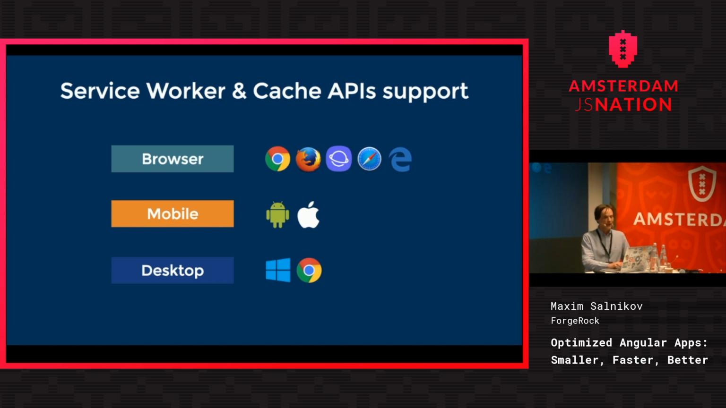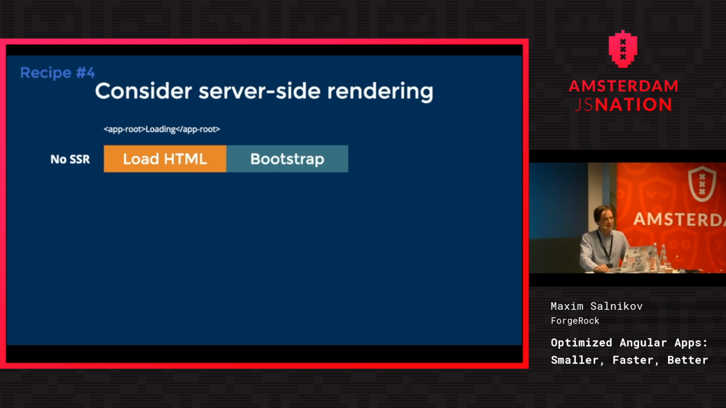So no worries. Next, server-side rendering. Here we came to the point where we have a trade-off between network and code execution time. Why? Because here, by intention, we load a bit larger bundle of our HTML, but on the other hand, we can show something to our user immediately. So let's illustrate. The regular way, we load some HTML. Most likely we have something like app-root and loading inside index.html.